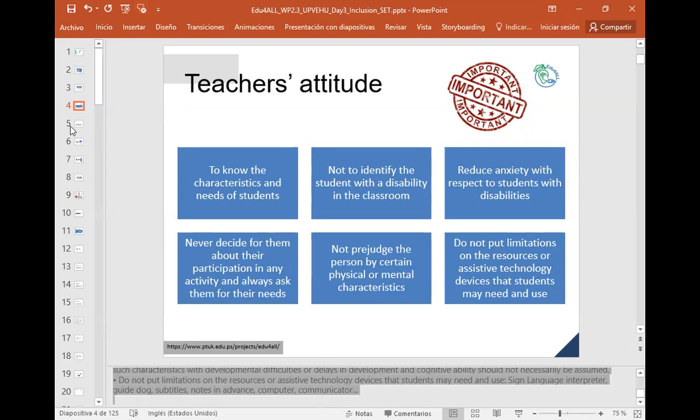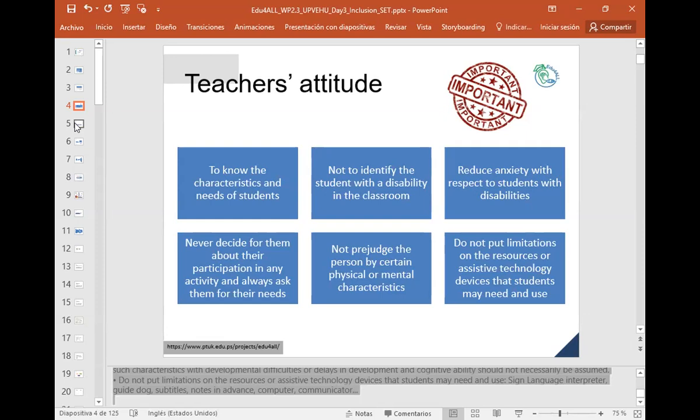Regarding the teacher's attitude, it is important to know the characteristics and needs of students, paying special attention to students who have special educational needs. Do not identify the student with a disability in the classroom, unless you have had permission from the student to inform their classmates. In addition to common sense, Organic Law 15/1999, of December 13, on the protection of personal data, obliges us to the confidentiality of the information we have about our students.